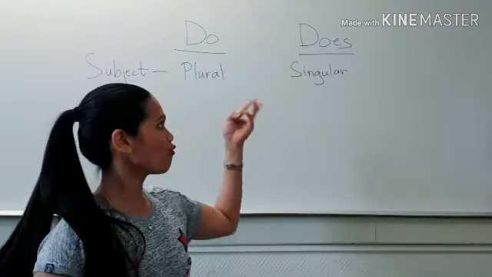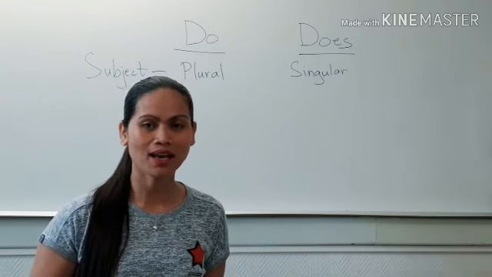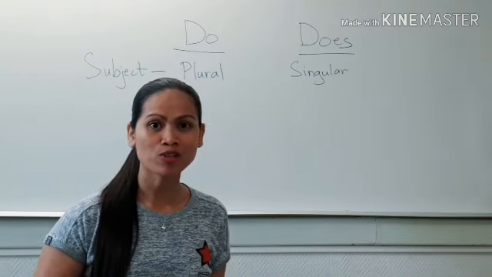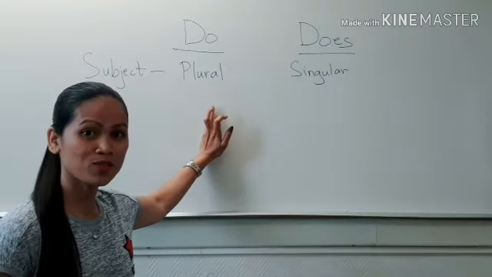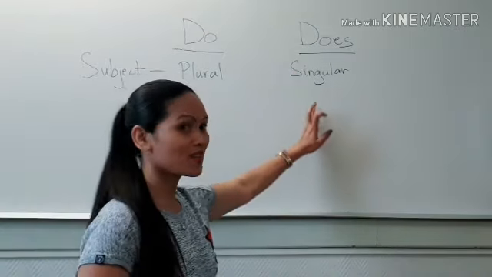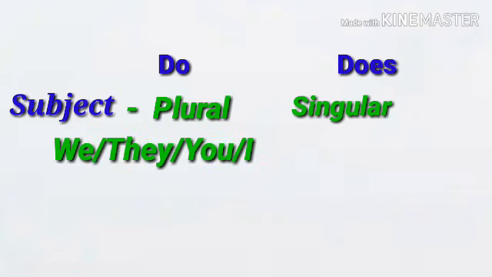So in using the two forms here, or the two helping verbs, it's very important for you to remember all the time that the subject matters a lot. So again, we use do with a plural subject, and we use does with a singular subject. We can also use do with the pronouns we, they, you, and I. And we can use does with he, she, and it.